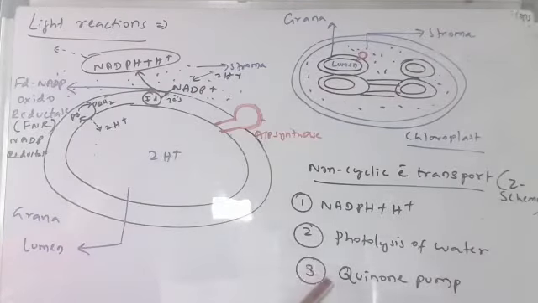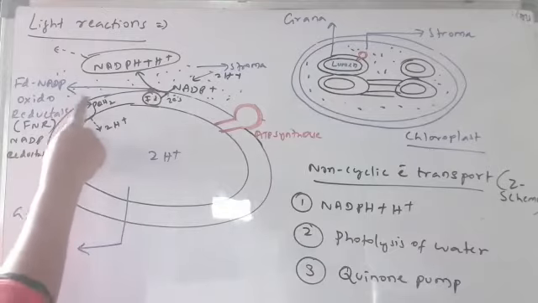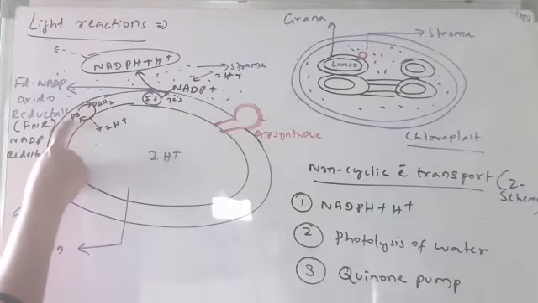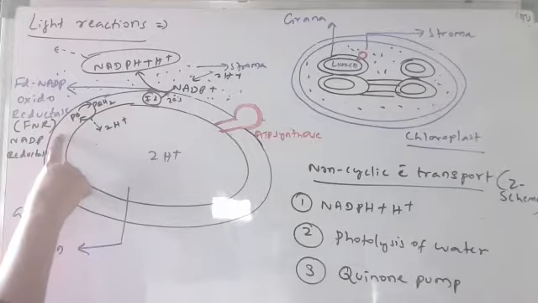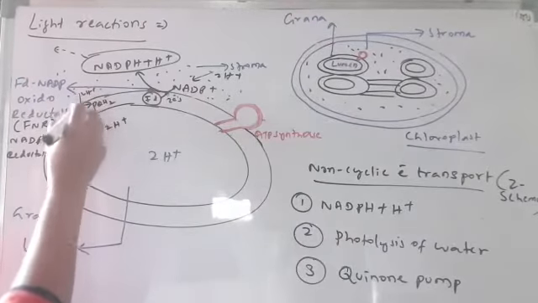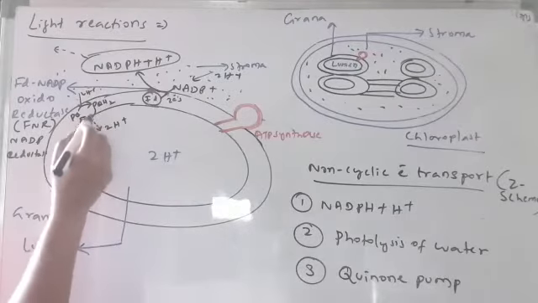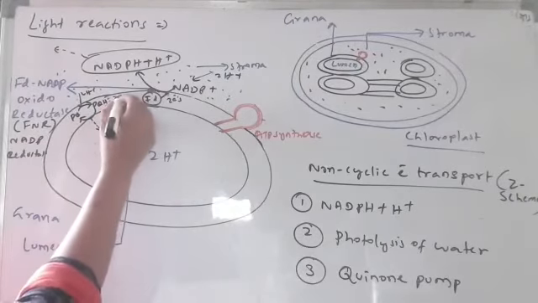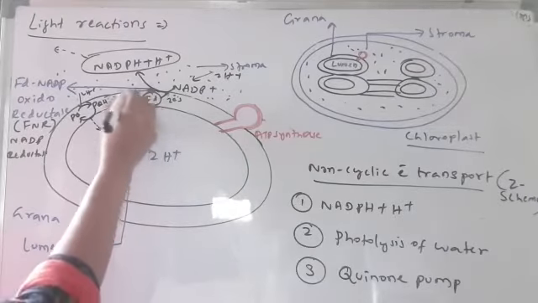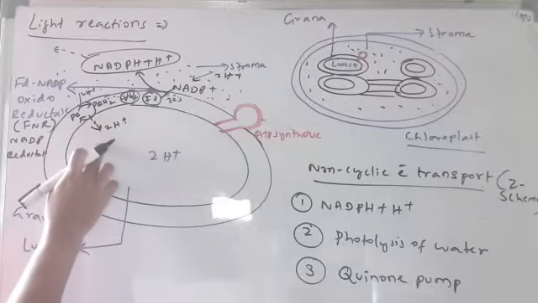The third reason is the quinone pump. If you remember the plastoquinone cycle, for every 2 electrons, PQ takes 2 electrons from the pheophytin and 2 protons from the stroma. Yesterday we discussed it. It converts into PQH2, plastoquinol. PQH2 gives those electrons to the next electron carrier, cytochrome b6f, and dumps the 2 protons inside the lumen and converts back to PQ.